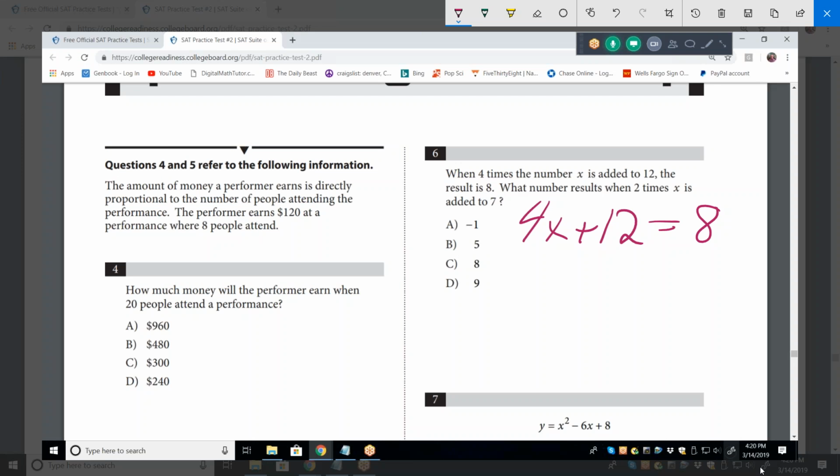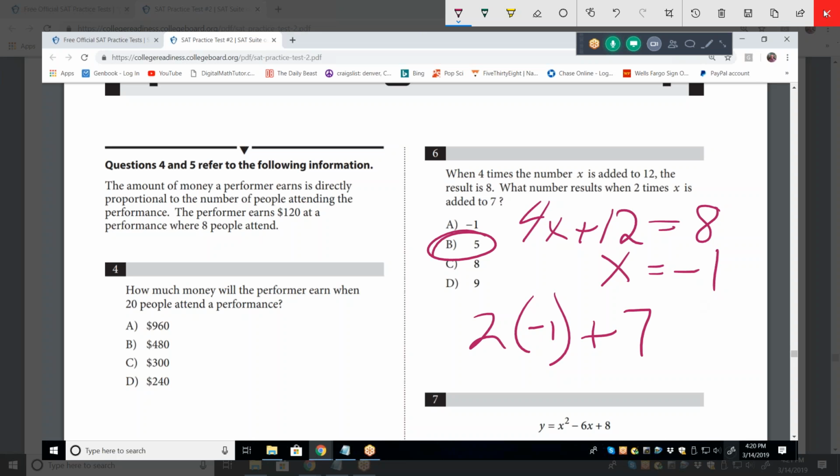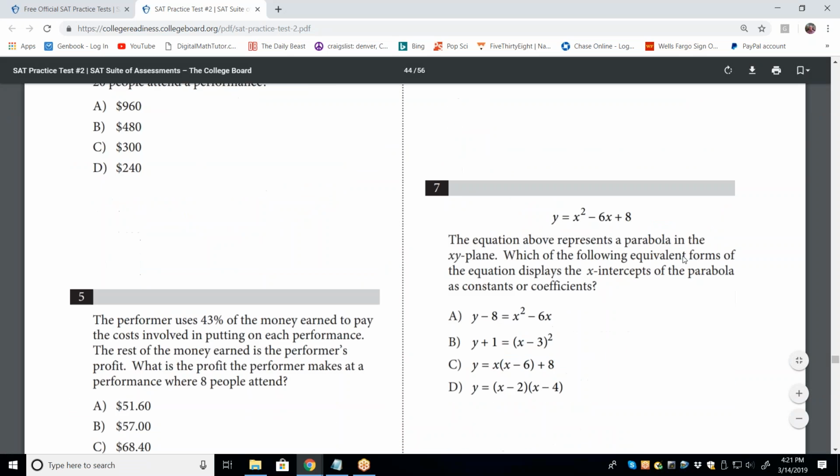So what are you going to do as the second step? Okay, so then for the second step, I would solve for x. Good. What do you get? I subtracted, and I got x is equal to -1. Okay, now what? And then I translated the second equation, and I got 2 times -1 plus 7. Good. You can notice that even though we're on question 6, these are still pretty easy.